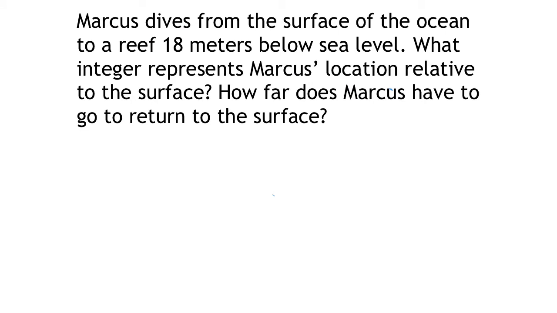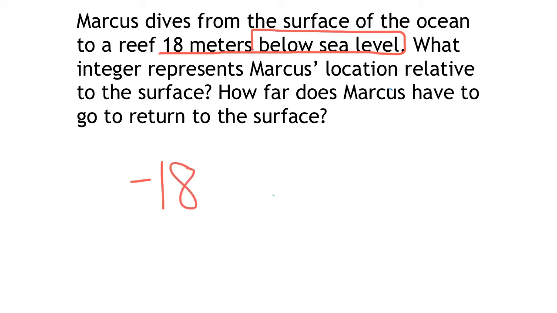Question number 4. We are now on page 10, and this is where I definitely want to see pictures of your notes sent to me on Canvas. Marcus dives from the surface of the ocean to a reef 18 meters below sea level. Below sea level is an excellent phrase to put on your notes for negative. What integer represents Marcus's location relative to the surface? We know he's below sea level, so he is negative 18.